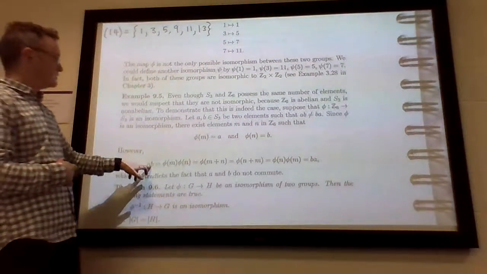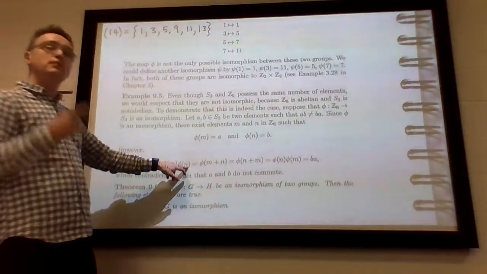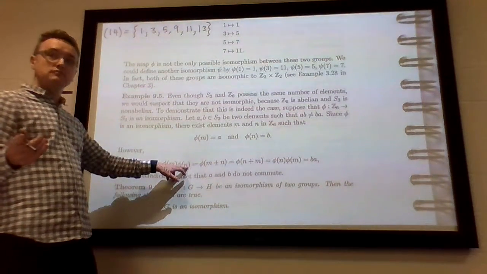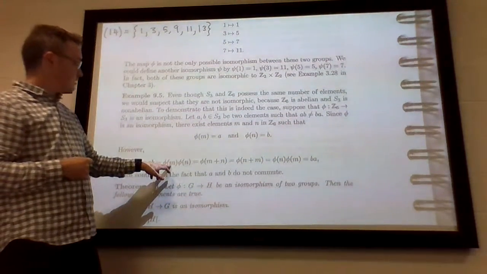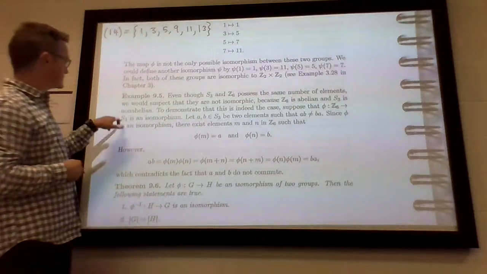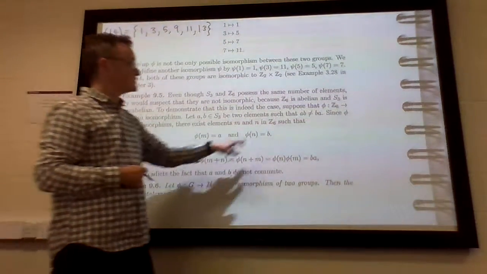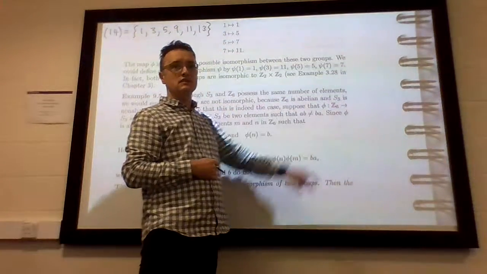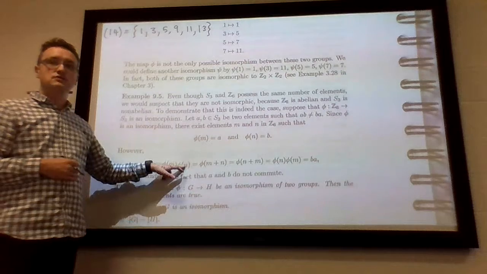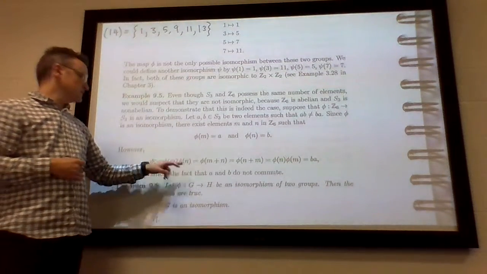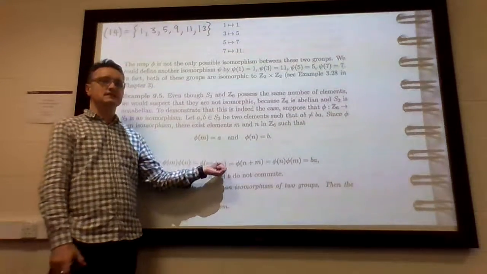Well, AB, by definition, is phi of M times phi of N. But by the homomorphism property, if there was this isomorphism phi, instead of multiplying phi of M by phi of N, which takes place in S3, we can instead apply phi to the sum of M plus N in Z6. Okay? It's the homomorphism property that says that those two are equal. So in a way, you pull back the product AB into a product within Z6.